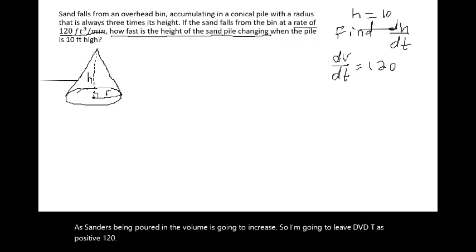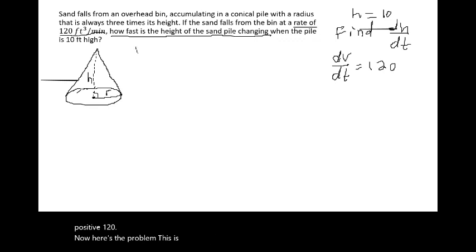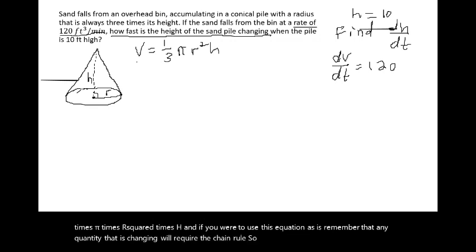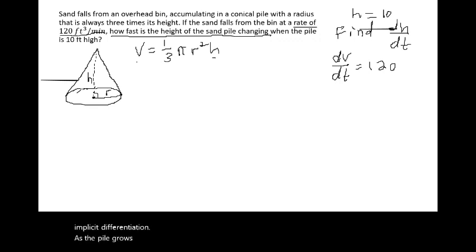Now, here's the problem. This is the volume of a cone formula. So the volume of a cone is 1/3 times pi times r squared times h. And if you were to use this equation as is, remember that any quantity that is changing will require the chain rule. So volume, obviously changing, will need implicit differentiation. As the pile grows in size, the height of the pile is also going to change. And as the pile grows in size, is r going to change? Yes, r is going to change.